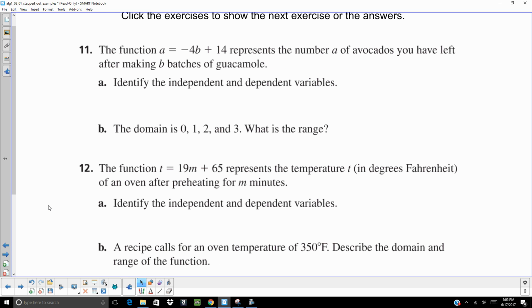If you take a second, hit pause, try these two problems on your own. When you think you have the answer, hit play and check yourself.